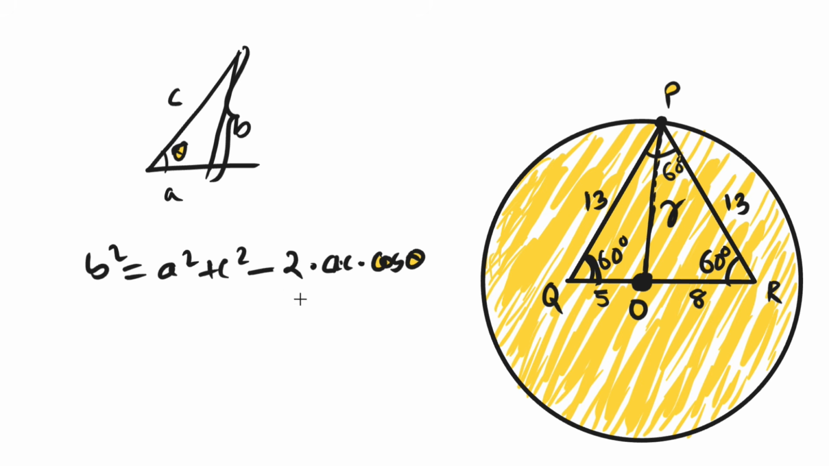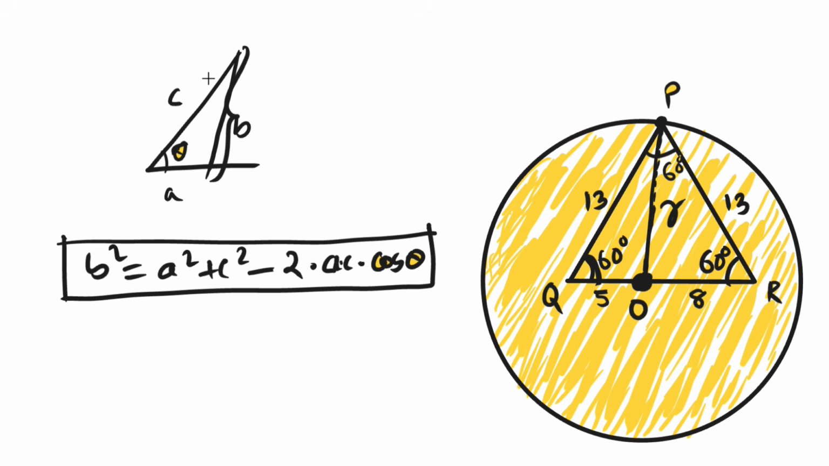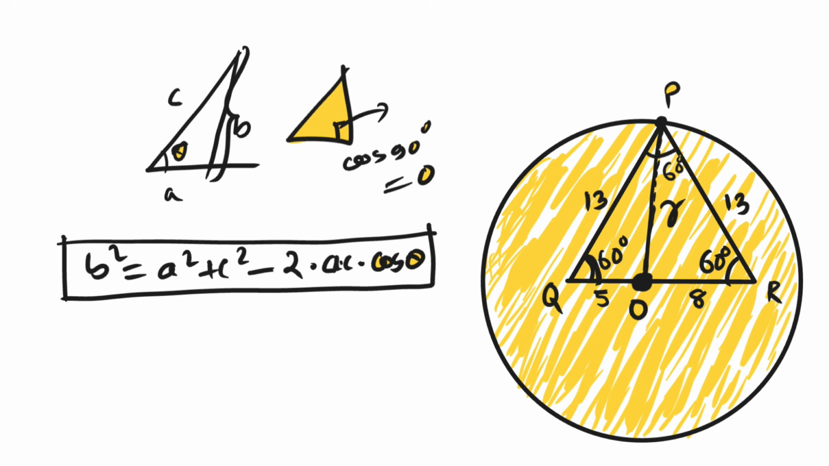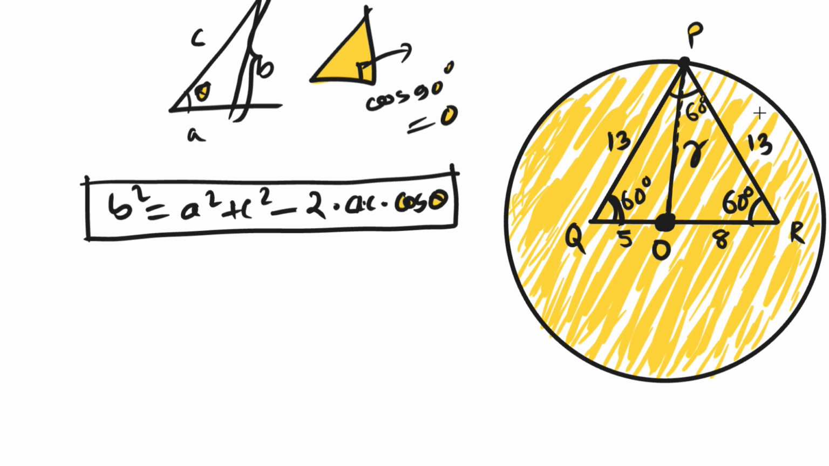It's essentially a more general version of the Pythagorean theorem, and when the angle happens to be 90 degrees, the cosine term becomes 0, and we recover the familiar Pythagorean theorem. Here, our included angle is 60 degrees, so we can apply the law of cosines directly to triangle PQO. The side opposite the 60-degree angle is PO, and PO is our radius, R.